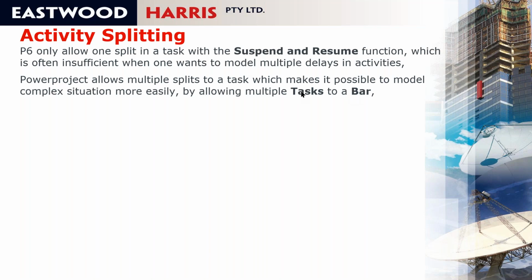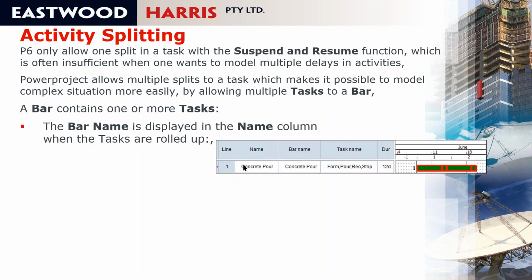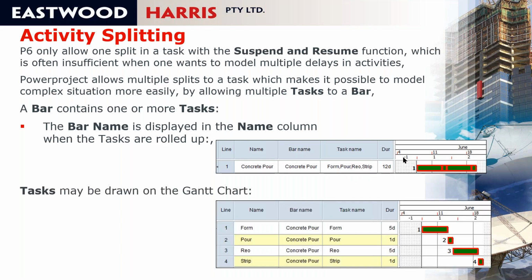And it has a term of multiple tasks to a bar. This is where a bar can contain more than one task. So we can see here that the bar name is concrete pour, and concrete pour has these 4 tasks under it. So this is where the tasks are on one line. It's multiple tasks to one line, or you can open up and you can see the multiple tasks here, and you see they're all under concrete pour. So you're allowed to have multiple tasks to a bar, which can be rolled up or opened up, showing the detail.